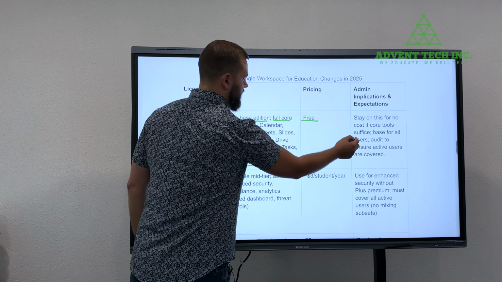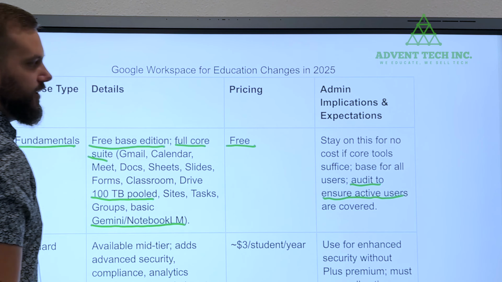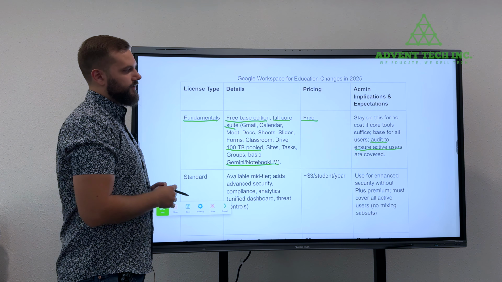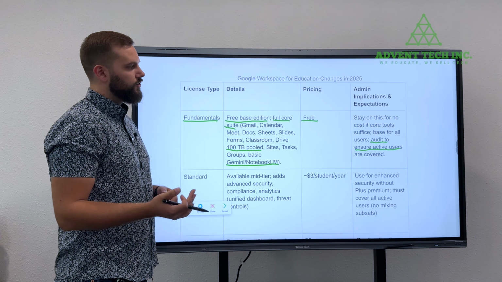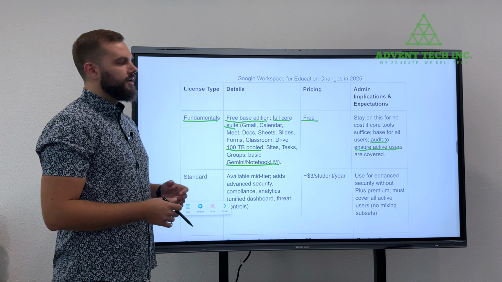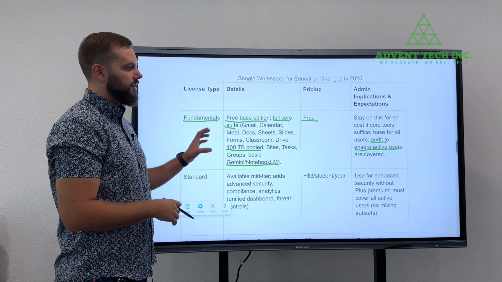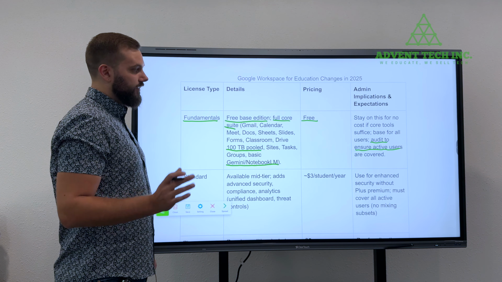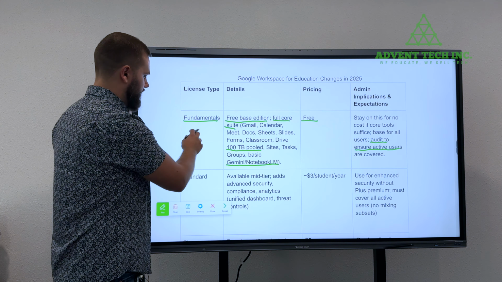What Google is going to want to see is you doing more active audits to ensure that active users are covered. What that means is before they give you more Fundamentals licenses for the next school year, they're going to want you to do a full audit. Make sure that you put any alumni or non-active users into an archive, and then they'll give you more licenses for the next coming students or staff that need Fundamentals.